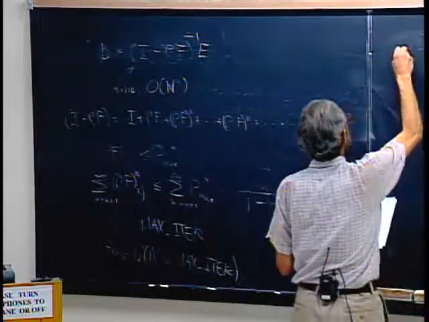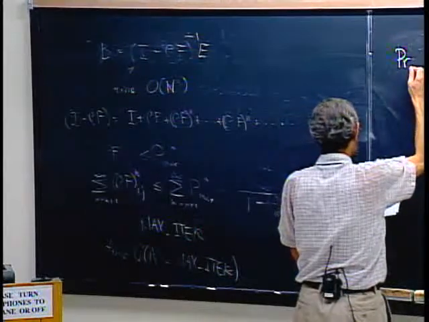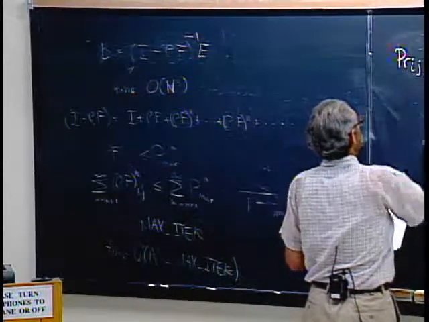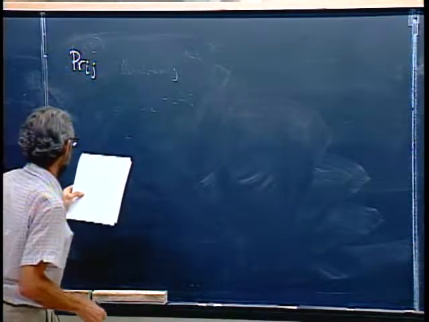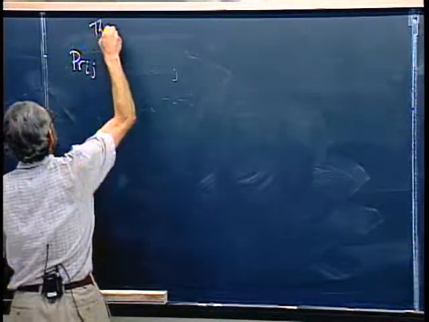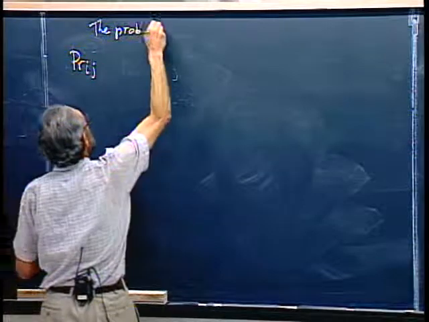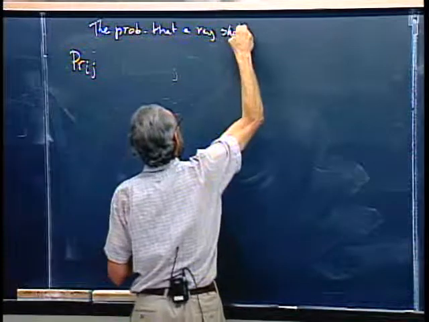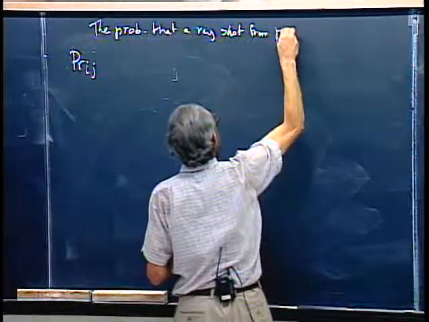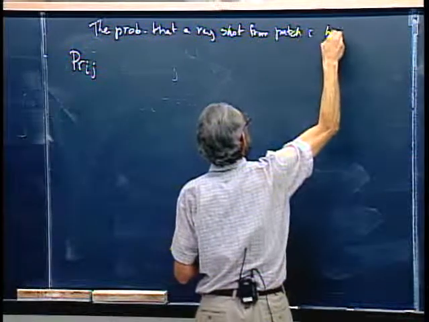Okay, so what I'm claiming is the probability of one of these rays starting from patch I, say. I guess I've got, let me keep my notes like this. The probability of starting from patch I and going to patch J is proportional to Fij. So this is the probability that a ray shot from patch I hits patch J.